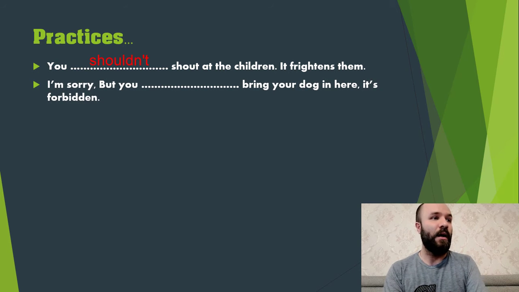I'm sorry, but you blank bring your dog in here. It's forbidden. At the end of the sentence, it mentions forbidden. It means that it's a law. It's necessary. So we should use: I'm sorry, but you cannot. Okay? It's some kind of permission. You cannot bring your dog in here. It's forbidden.